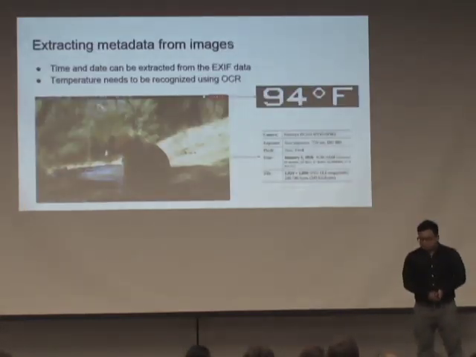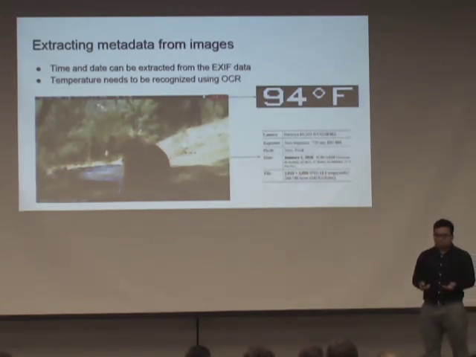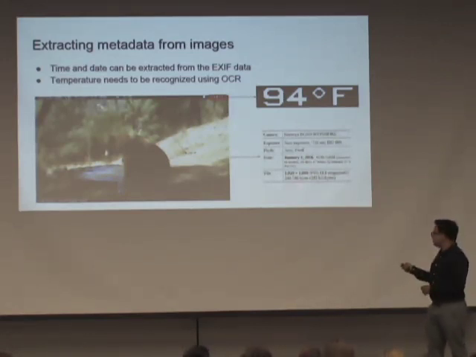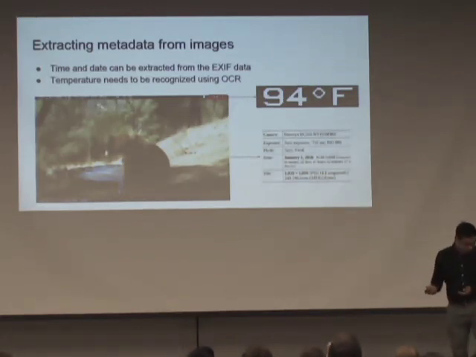In order to extract our metadata from the images, we can simply get our time and date from the EXIF data, as we can see here. EXIF data is simply data that comes from every time you take a picture; it's automatically generated. So it's just one line of code to extract this data. However, the EXIF data does not have temperature data. So we have to get this by using OCR, or optical character recognition.